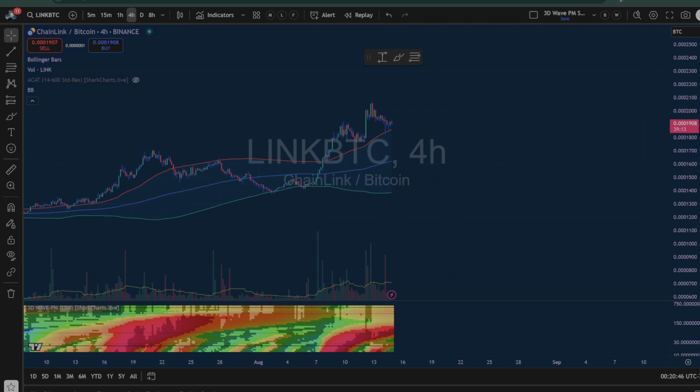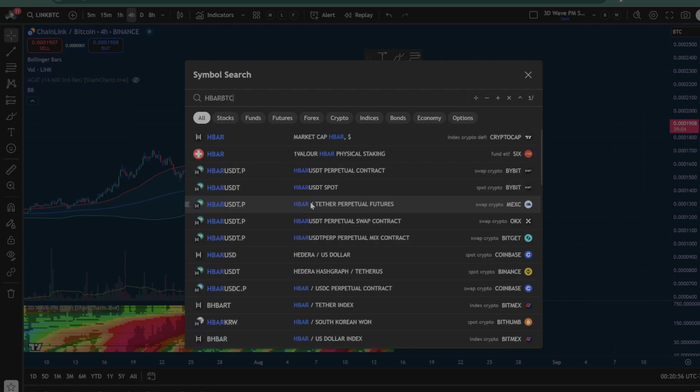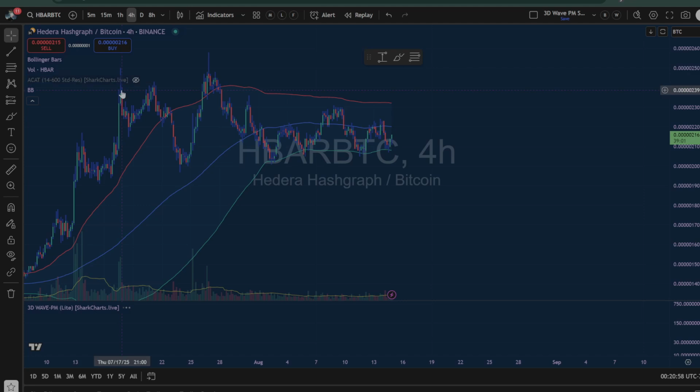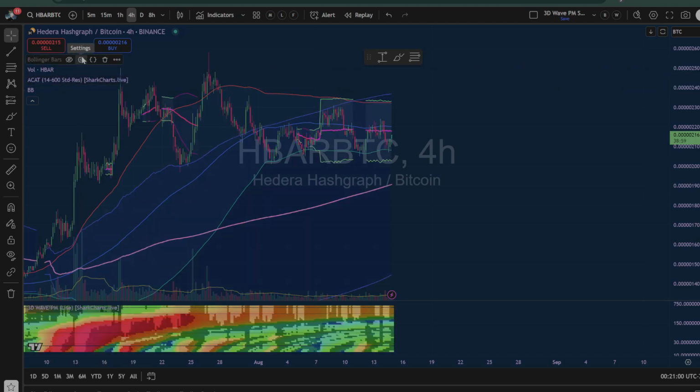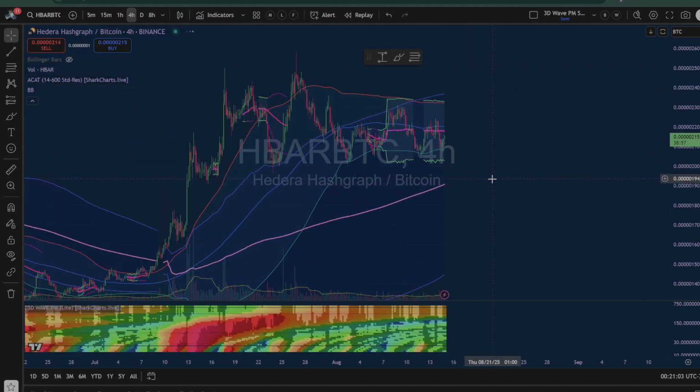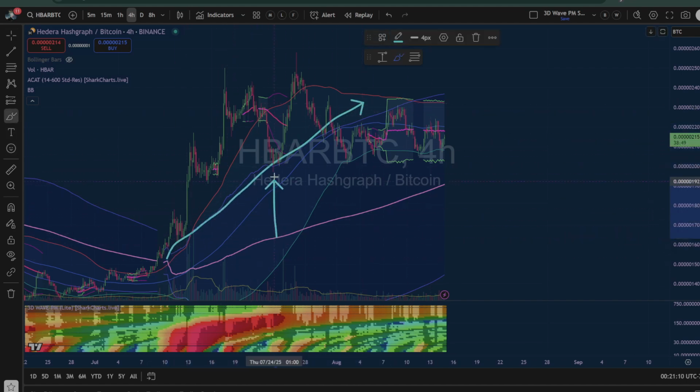Next up, H bar. This is an active mean reversion. Okay, it had its leg up, it bounced nicely, and now it's mean reverting. If we have a swing high to this value in the next few days, you can short that.